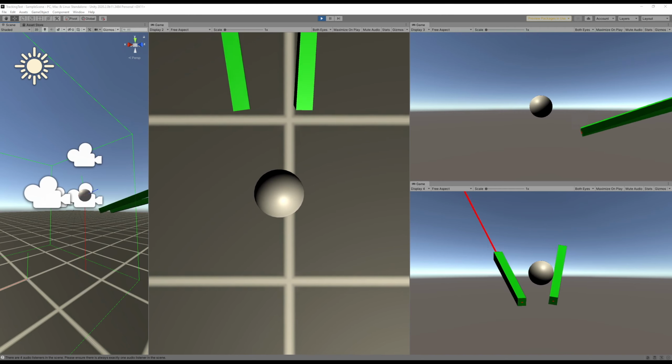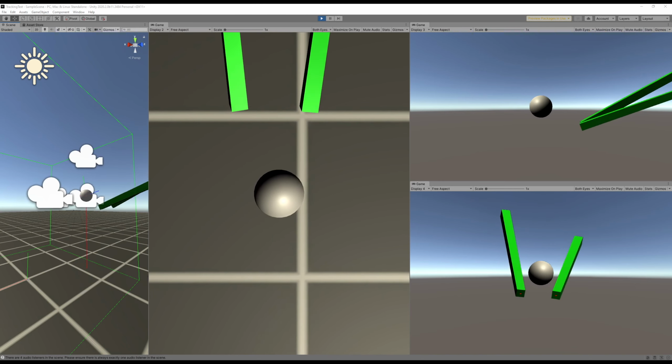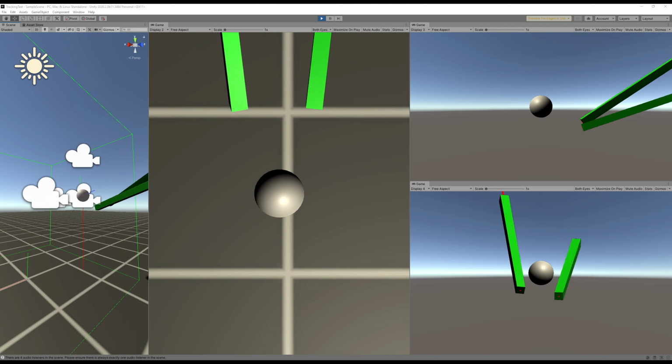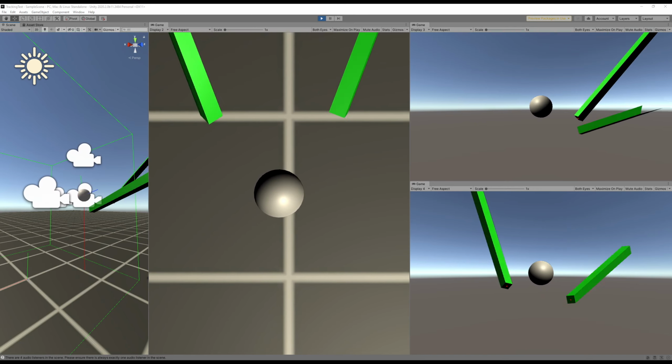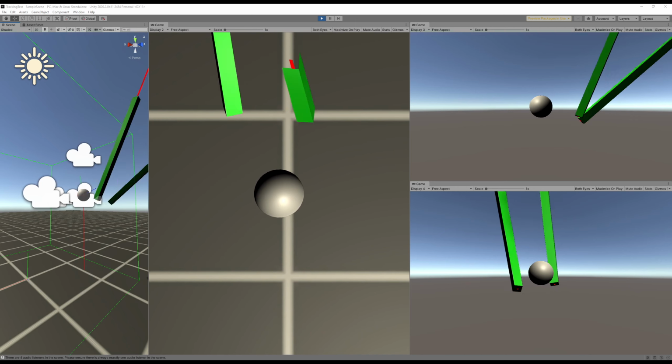Now, at the moment, I have the controllers extended out at arm's length. So that's at full reach in front of the headset. I can move them around. Tracking's pretty good. There's no problems there.